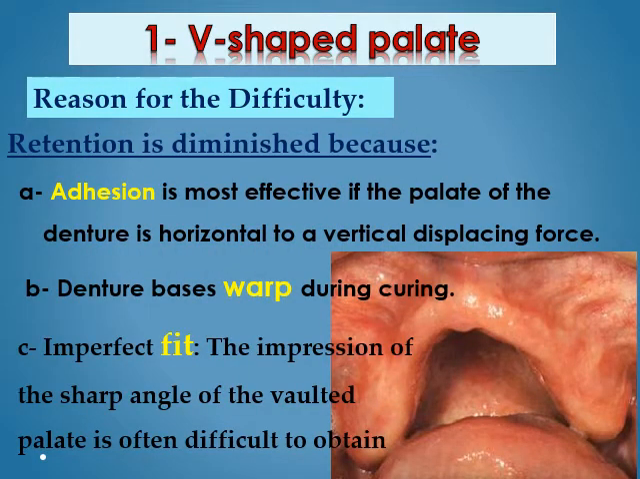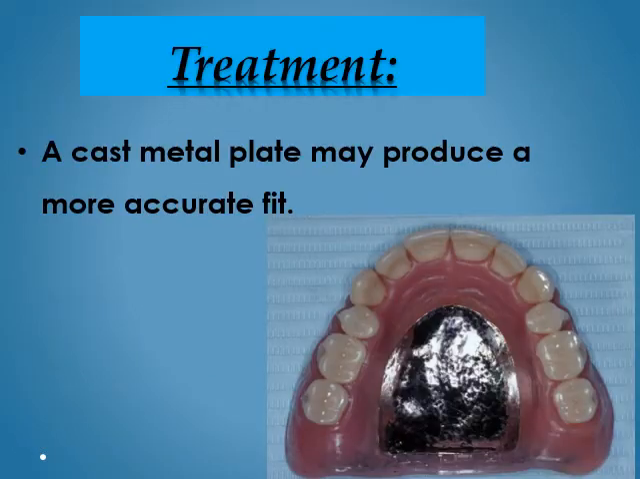الكيسز اللي هي V-shaped palate. Reasons of difficulty: هنلاقي مشكلة في retention is diminished. Why? Adhesion is most effective if the palate of the denture is horizontal to a vertical displacing force. Denture base warp during curing. Imperfect fit, the impression of the sharp angle of the vaulted palate is often difficult to obtain. Here, the treatment of this case, cast metal plate may produce a more accurate fit.